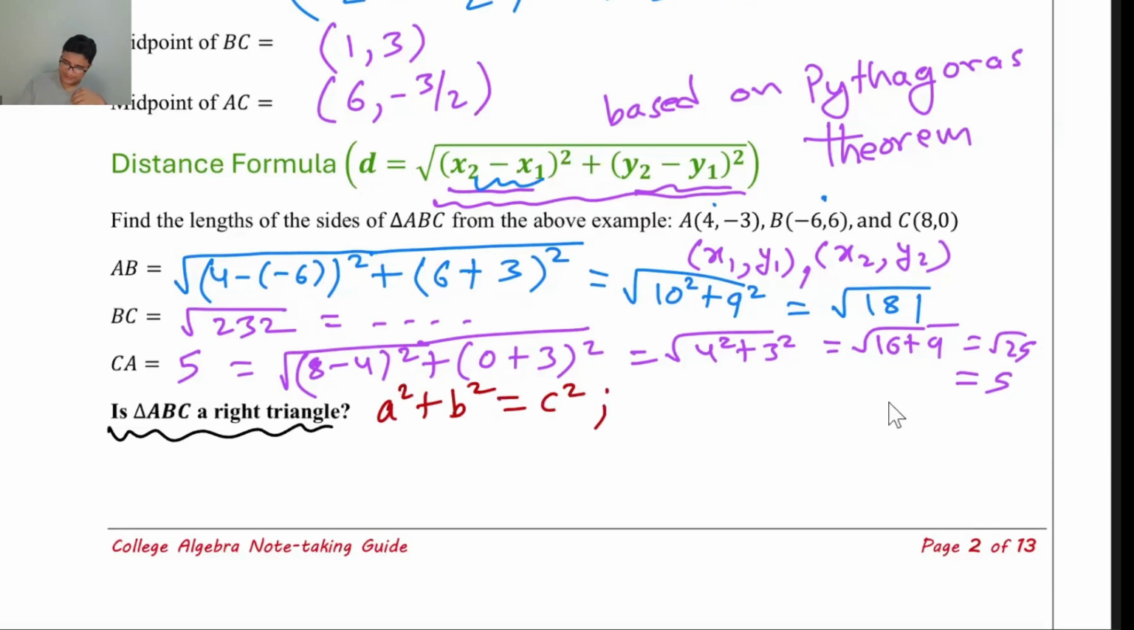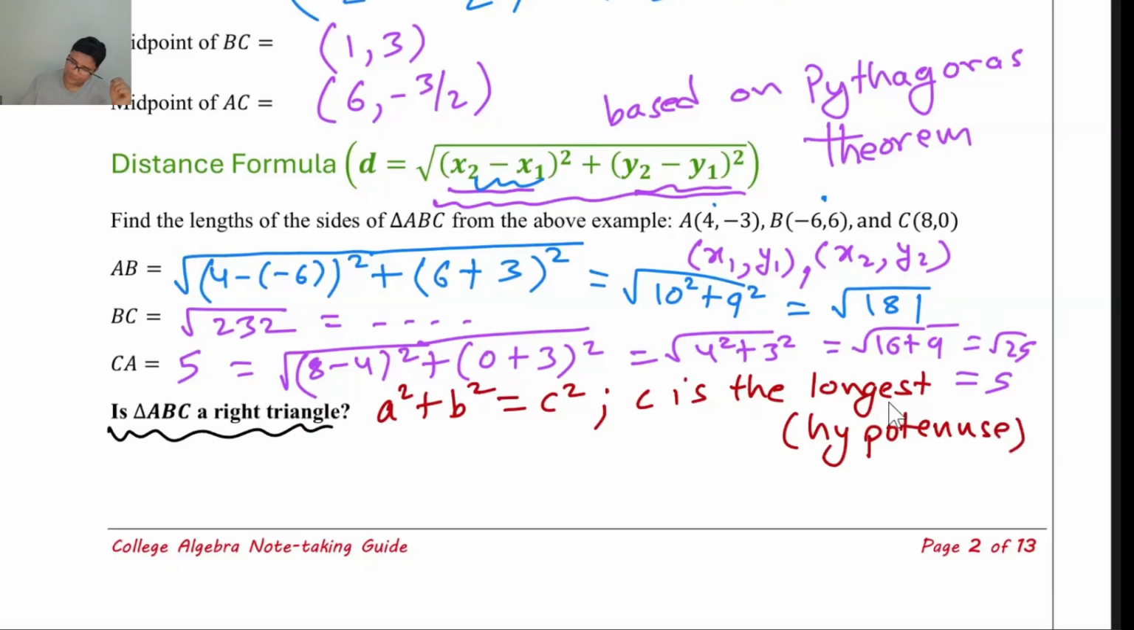Naturally, c is the longest here, the sum of the other things, also what we call the hypotenuse. So we use that idea and try to figure this out. Here, this BC is like your c of that formula, because that's the largest, right?